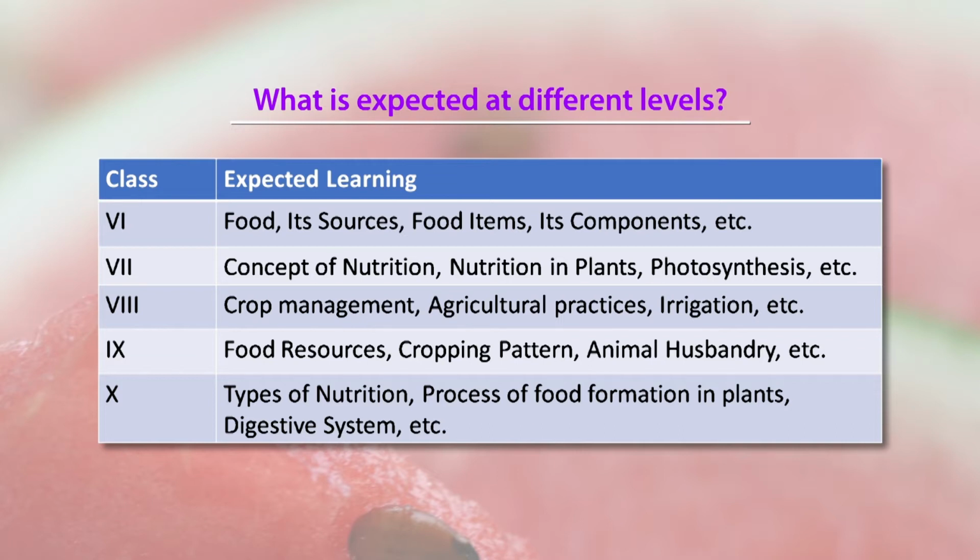How does food get digested? So you see there is a gradual increase of the difficulty level as well as the complexity of the content from class 6 to class 10. So there is a continuum of the content. You cannot repeat the same thing in every class. In class 6 you will also talk about food and its components. In class 9 you will also talk about food and its components. No.